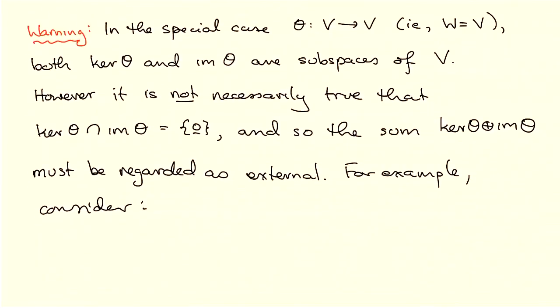All right. And just to remark on what I was saying earlier, in that special case when our theta is actually an endomorphism, the kernel and the image are both subspaces of V, so it's certainly a bit confusing. Internal and external direct sums would mean quite different things there. So it's not necessarily true that the image and the kernel intersect only at 0. So that kernel plus image has to be regarded as external.